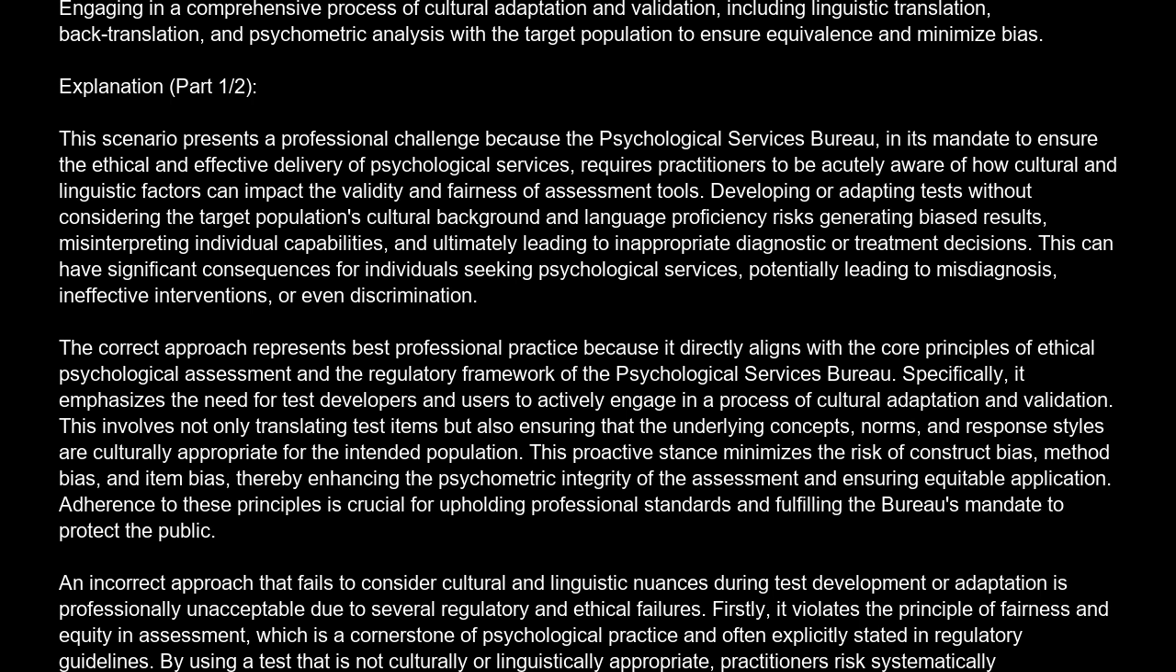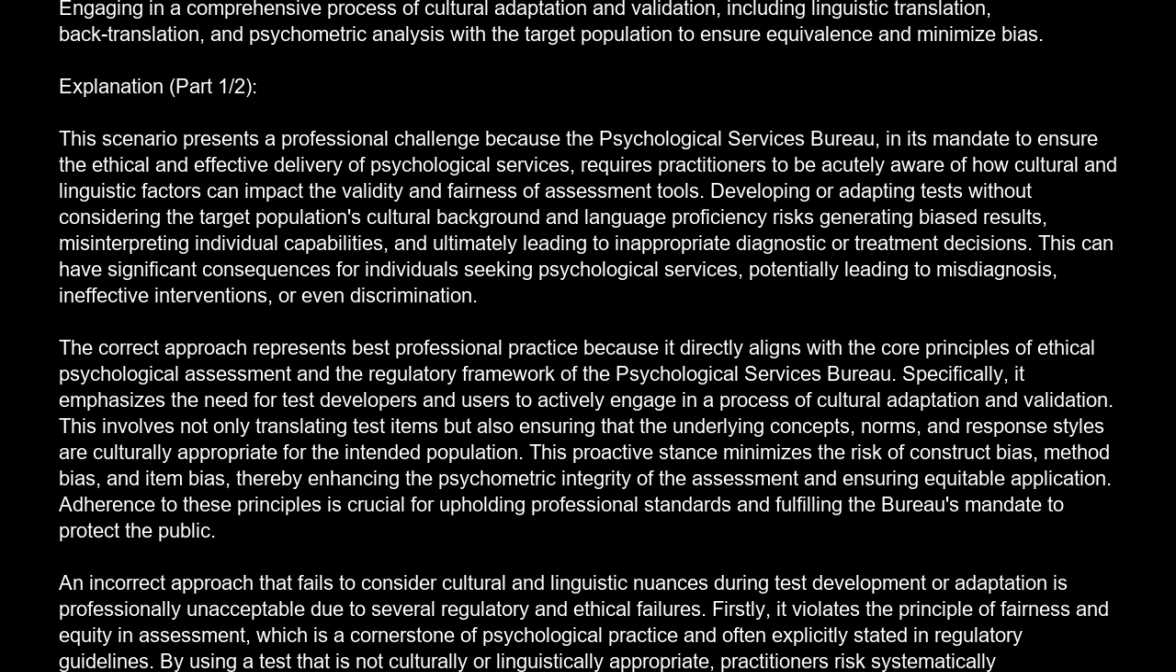Developing or adapting tests without considering the target population's cultural background and language proficiency risks generating biased results, misinterpreting individual capabilities, and ultimately leading to inappropriate diagnostic or treatment decisions. This can have significant consequences for individuals seeking psychological services, potentially leading to misdiagnosis, ineffective interventions, or even discrimination. The correct approach represents best professional practice because it directly aligns with the core principles of ethical psychological assessment and the regulatory framework of the Psychological Services Bureau.